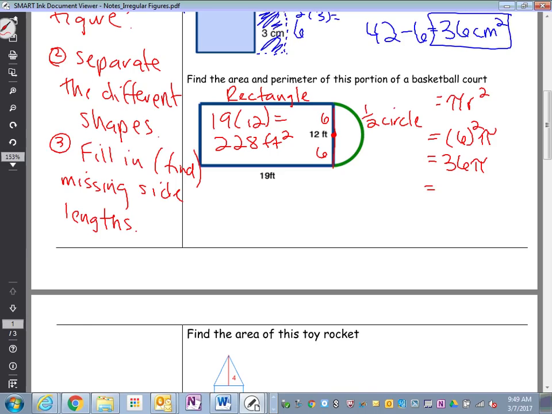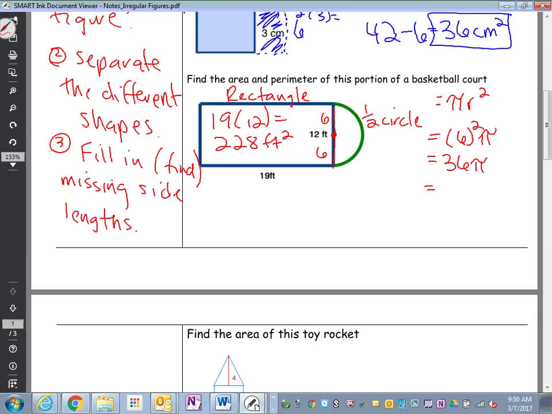Remember how you used to have to change all of your fractions into mixed numbers? Then I told you, guess what? We're going to leave them as improper fractions now. The higher math we go, because when we deal with numbers, we don't like to deal with irrational numbers. We're going to leave this in terms of pi. Okay?